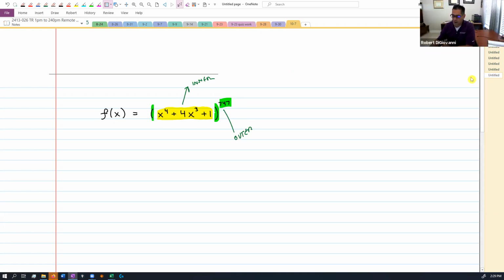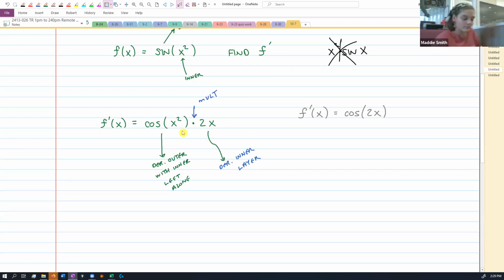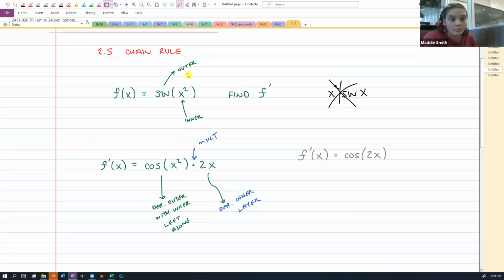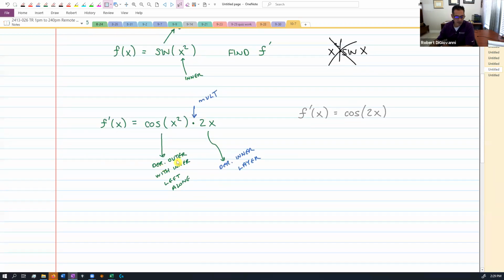Okay, so I wrote it down in words. This is what we're going to do every time we use a chain rule. You identify an outer function and an inner function. You take the derivative of the outer function and you do not do anything to the inside function. And then you multiply that times the derivative of the inner function.